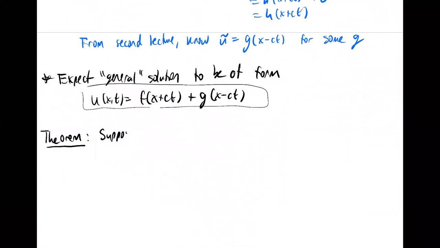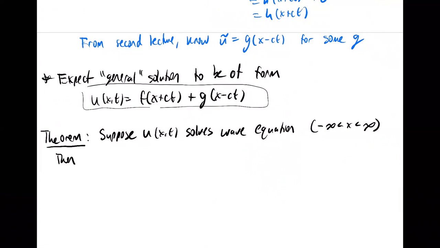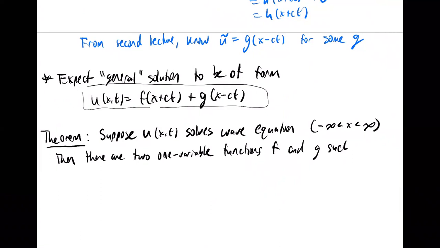So suppose u of x, t solves the wave equation. And again, we're looking at the domain where minus infinity is less than x, which is less than infinity. So the theorem is that there are two functions of one variable, f and g, such that the above formula actually holds. Such that u of x, t is equal to f of x plus ct plus g of x minus ct.